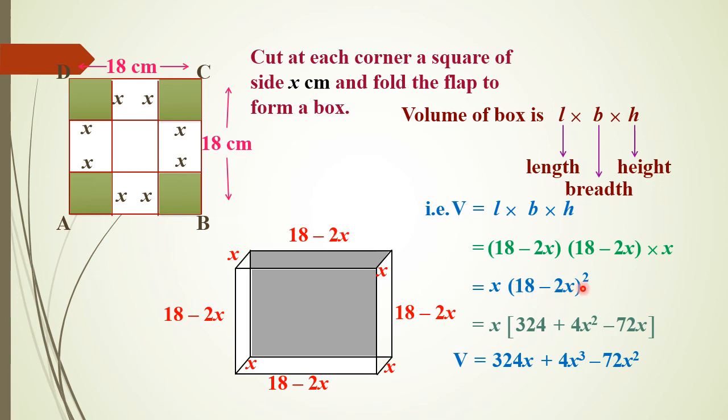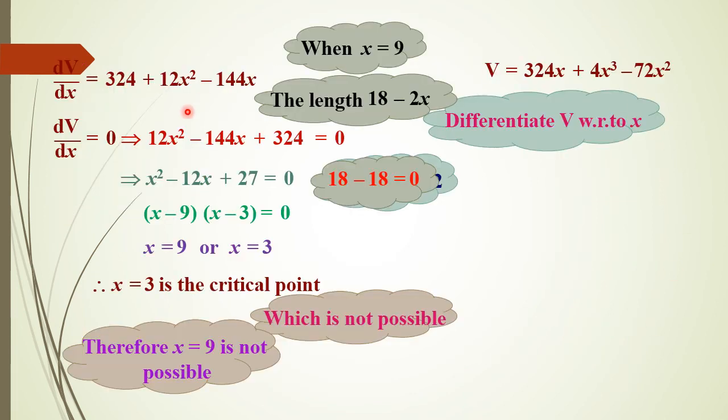Keep this as it is, and consider x as u and the other term as v. Differentiate this term, or apply the a minus b whole square formula, expand it, and multiply x with all the terms so that you get this much. Then differentiate this term by term, and after differentiating you will get the critical points. So dV by dx equals 324 plus, after finding the derivatives, 12x squared minus 144x.